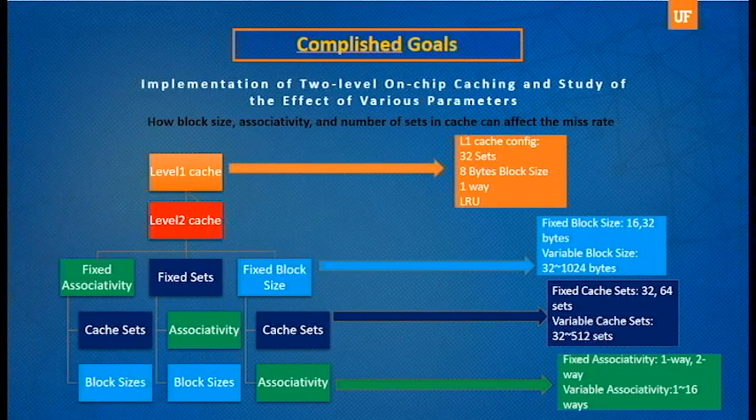Here is how we accomplish this project. In this flowchart, we measure the miss rate of the level 2 cache when the level 1 cache is fixed. Different colors represent different parameters, which is also applied in the later slides.